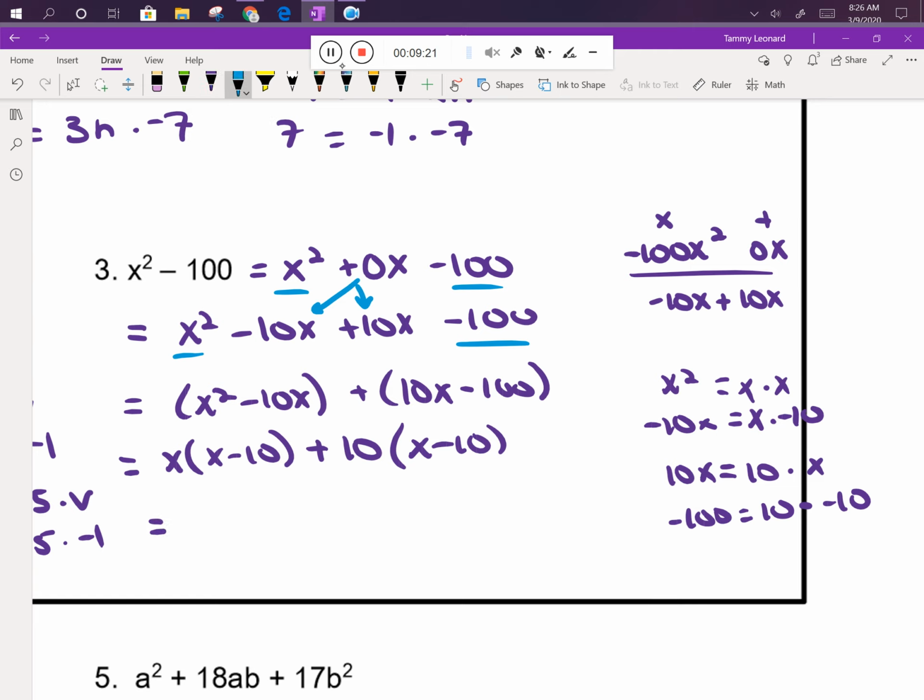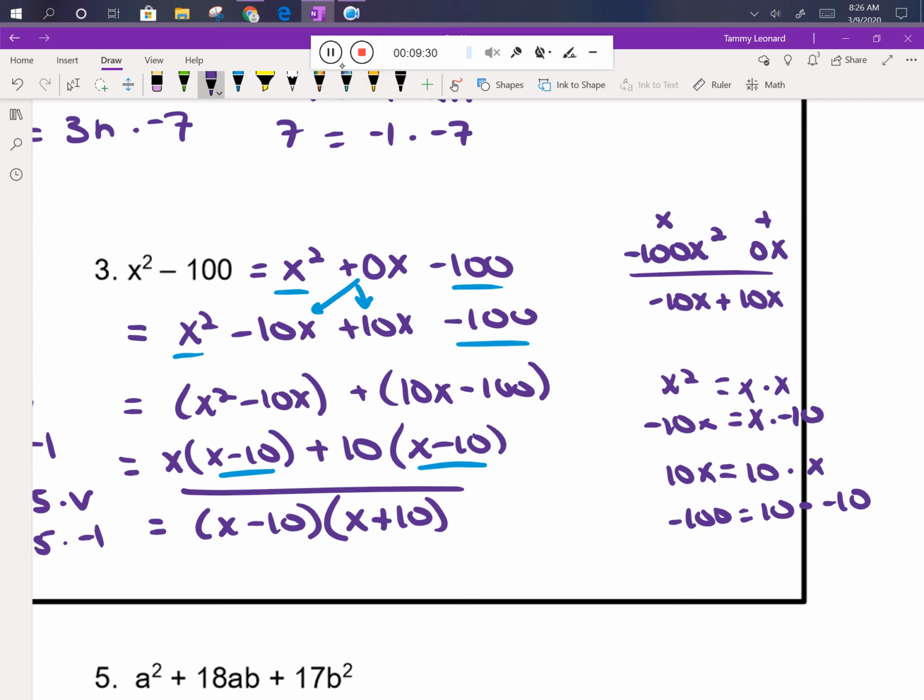Notice they have a common binomial. They're both containing an x minus 10. So we'll factor out the x minus 10 that they have in common and leave behind an x plus 10. And there's your binomial factors for that original little binomial that we started with.